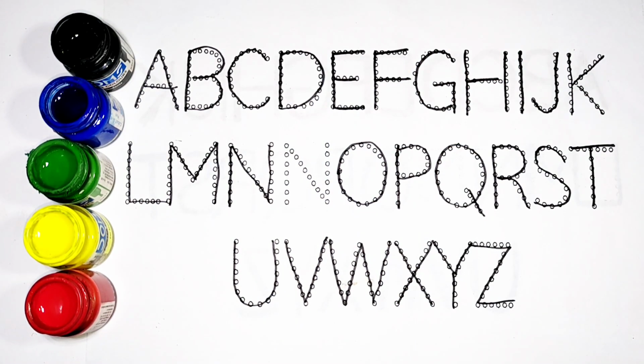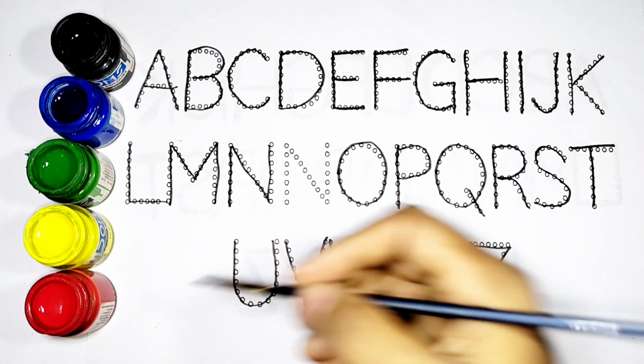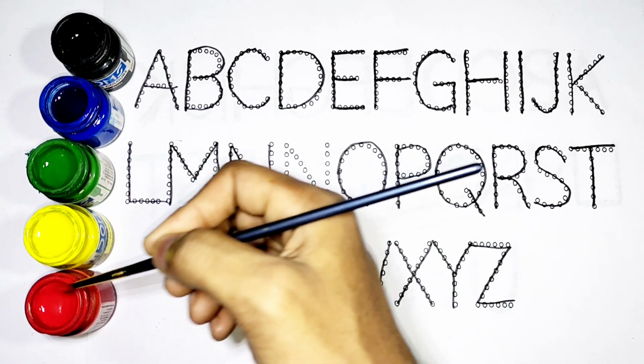Now we are coloring and drawing alphabets A to Z. First we are using red color.